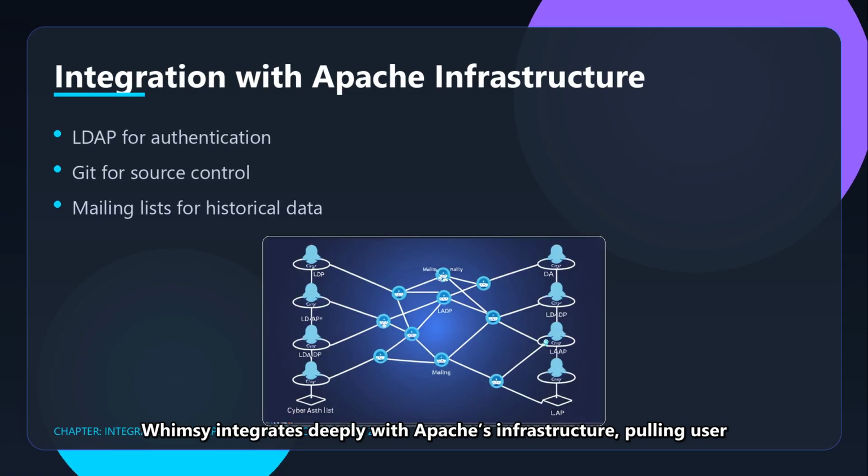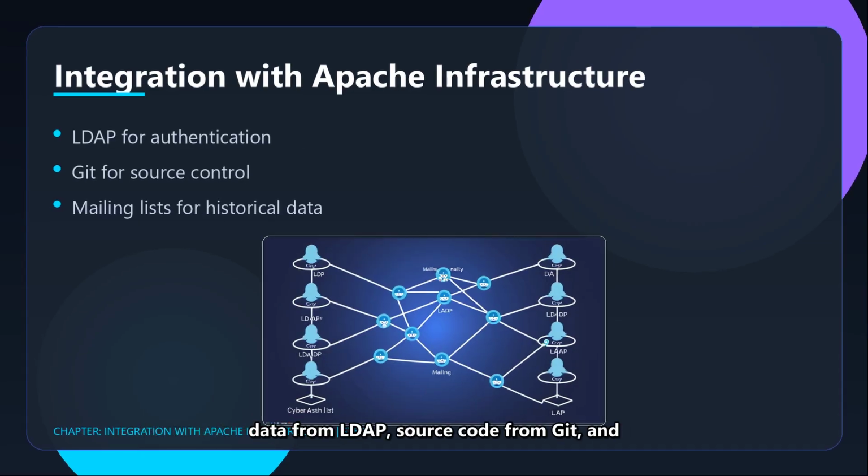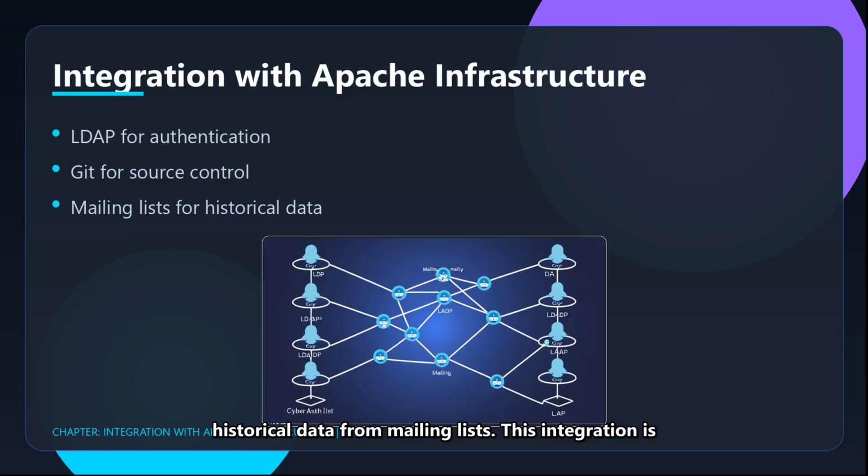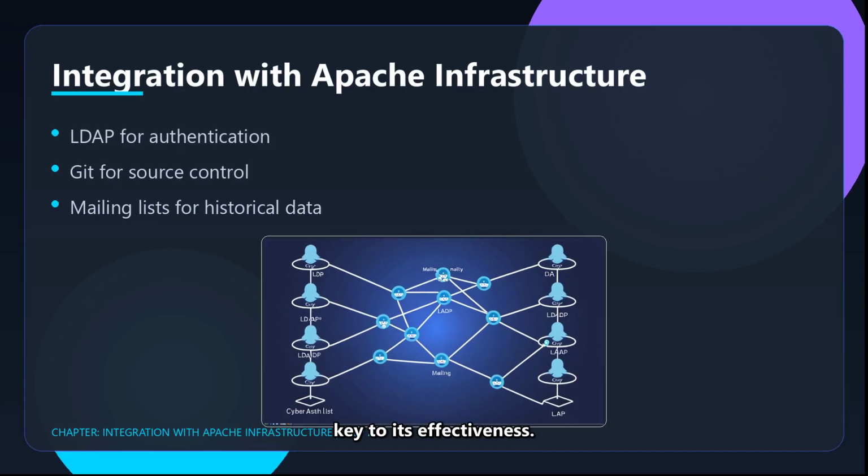Whimsy integrates deeply with Apache's infrastructure, pulling user data from LDAP, source code from Git, and historical data from mailing lists. This integration is key to its effectiveness.